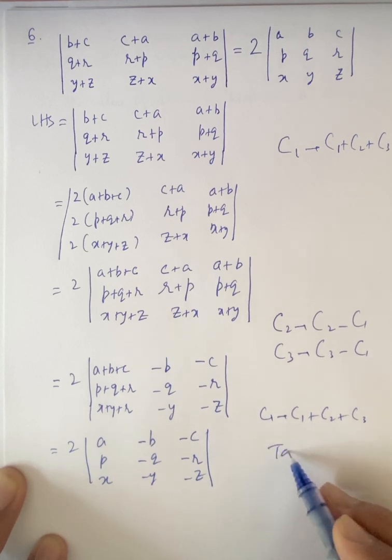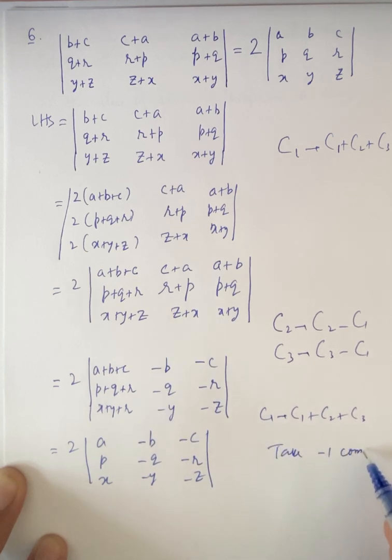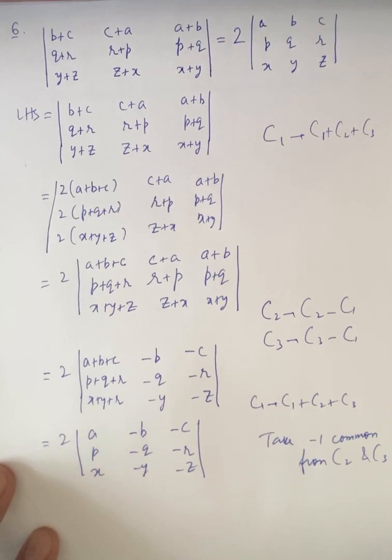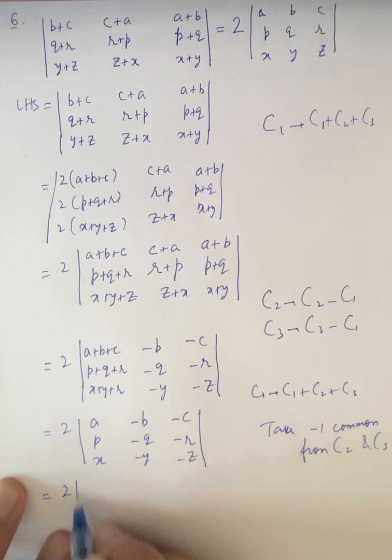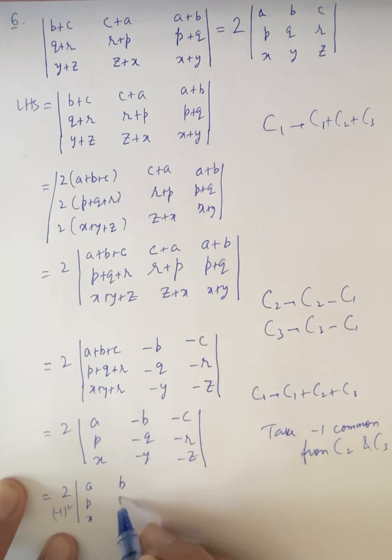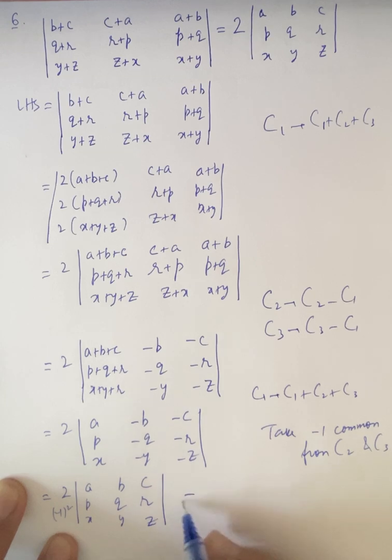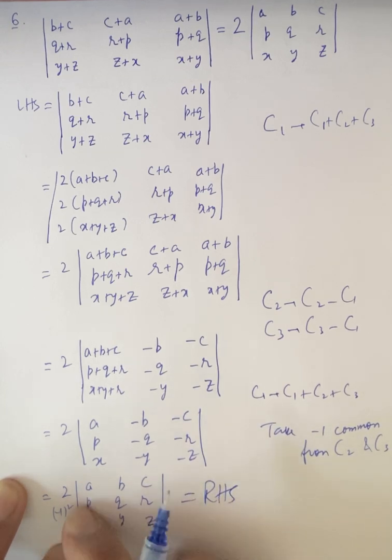Now take minus 1 common from C2 and C3. This is what we have. This is 2 times a, p, x, minus 1 whole square. This is b, q, and y. This is c, r, and this is z. The minus 1 whole square is plus 1. Same as this.